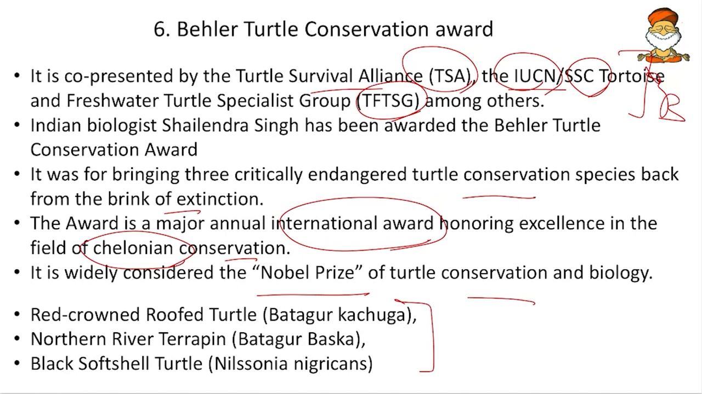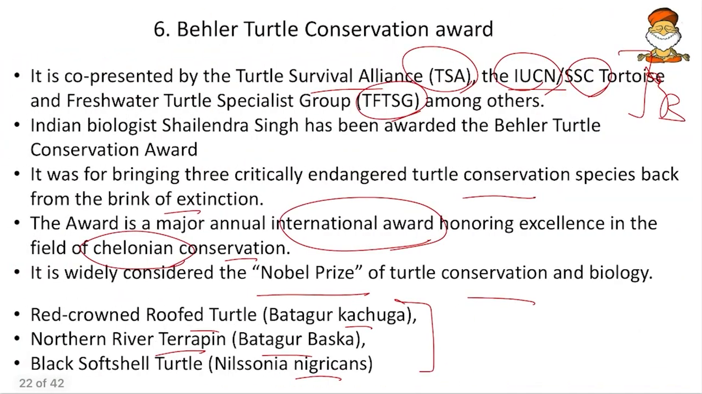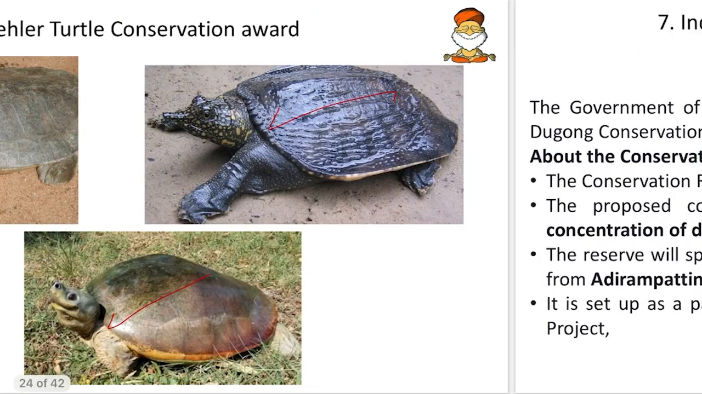And the species that Shailendra Singh conserved were the red-crowned roof turtle, then the northern river terrapin or Batagur baska, and then the black soft-shell turtle, that is Nilssonia nigricans. So remember the scientific names also: Batagur kachuga, Batagur baska and Nilssonia nigricans. So, any pronunciation. Here we can see all those turtles. The first one, the red-crowned roof turtle, is here, the northern river terrapin is here, and the soft-shell turtle is this one. So remember with figures, that would be helpful.